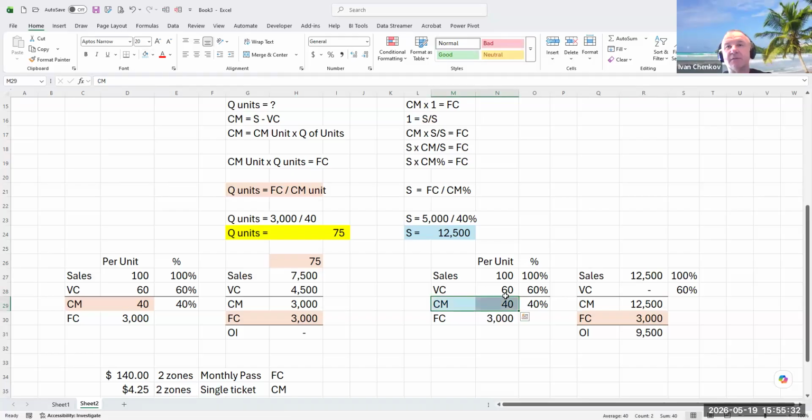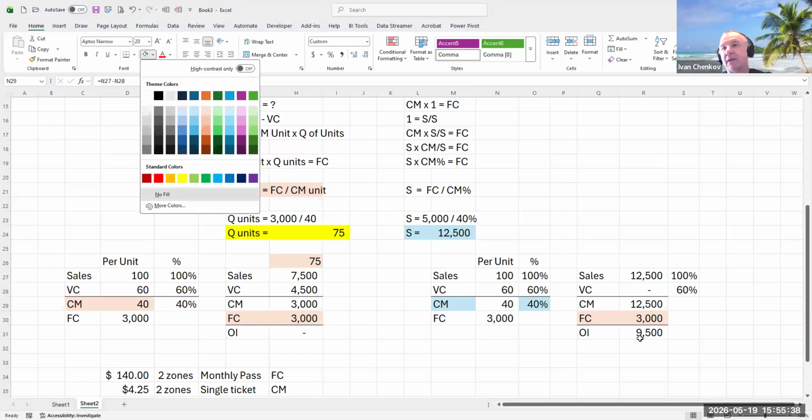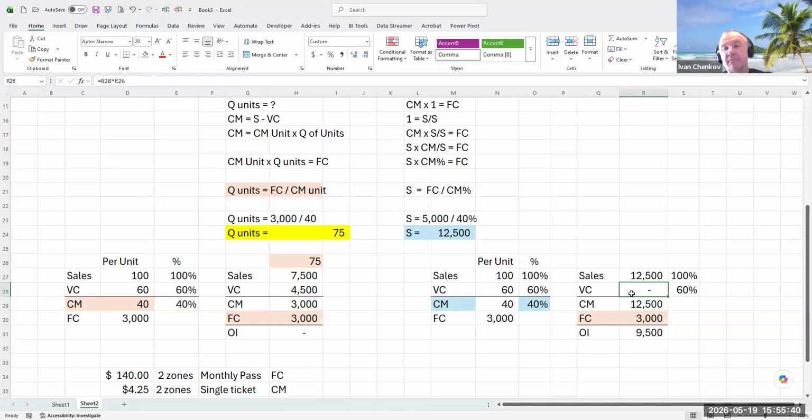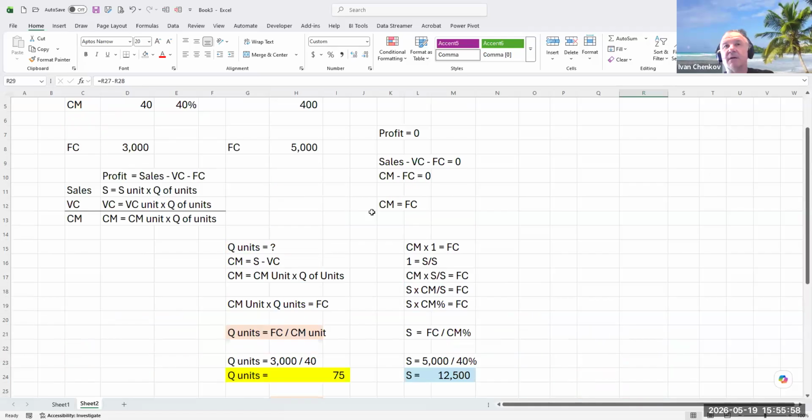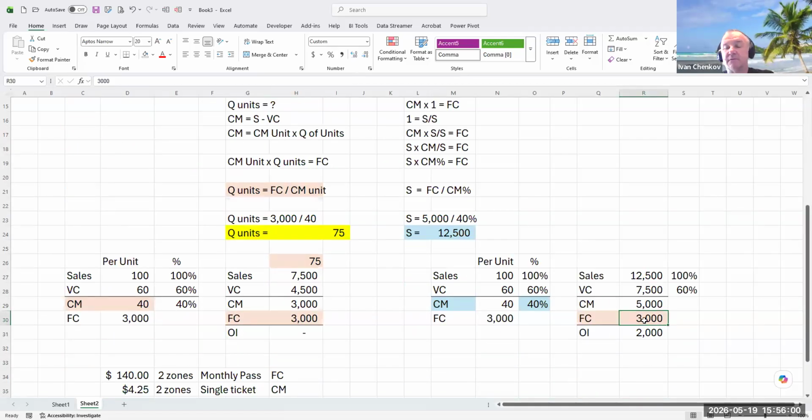So here I'm going to chase contribution margin ratio. I don't need this one. So in that case, my variable cost should be 12,500 times 60%, or my variable cost $7,500. Once my variable cost is $7,500, my contribution margin is 5,000. Is that enough to cover my new fixed cost, which is 5,000?